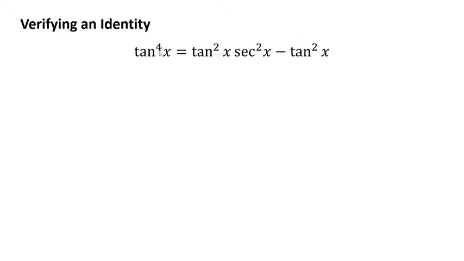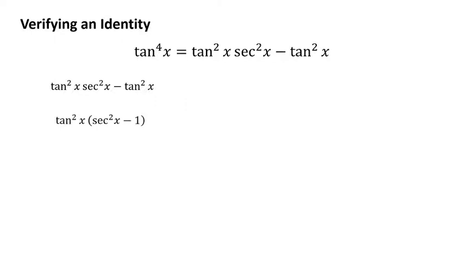Well, interestingly, I've got a factor here of tangent squared of x that's going to be existing on both sides here. Eventually, I can't divide both sides by that because remember, we're proving that this equality is true. We can't assume that it's true. But let's start here on the right-hand side with tangent squared x, secant squared x minus tangent squared x.